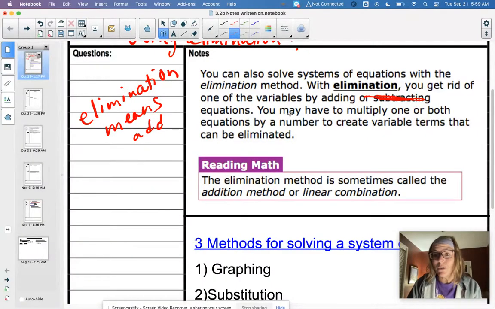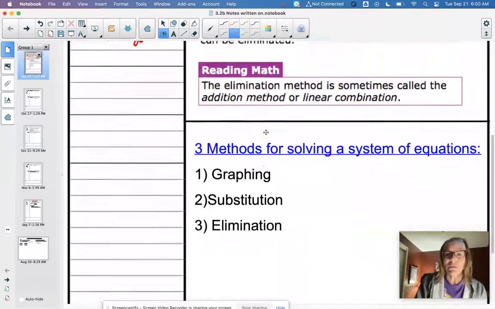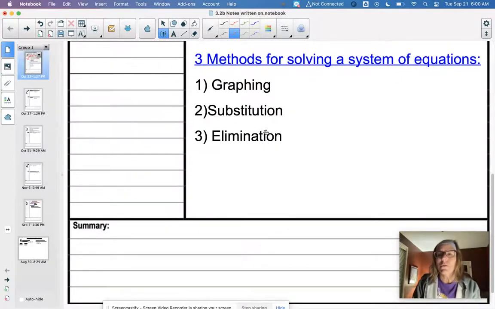Sometimes we can just add two equations together and one of them eliminates. But other times we have to multiply one or both of the equations by a multiplier in order to cancel a variable when we add equations together. So after today, we will have three methods for solving systems of equations. 1, graphing. 2, substitution. And 3 is elimination.